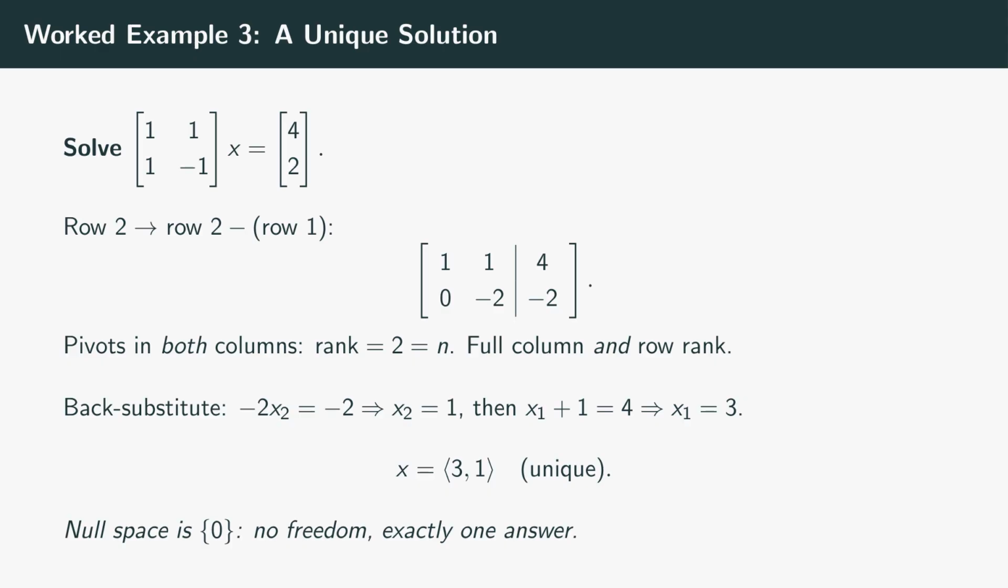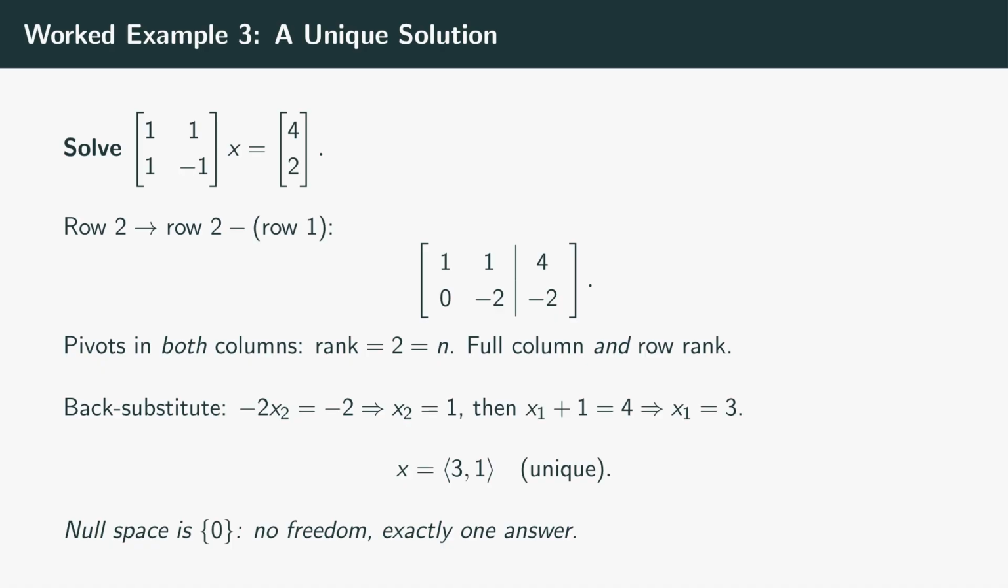Finally, the clean case of a unique solution. Take the matrix with first row 1, 1, and second row 1, -1, with right-hand side 4 and 2. Eliminate by subtracting the first row from the second. The second row becomes 0, -2 on the left, and -2 on the right.